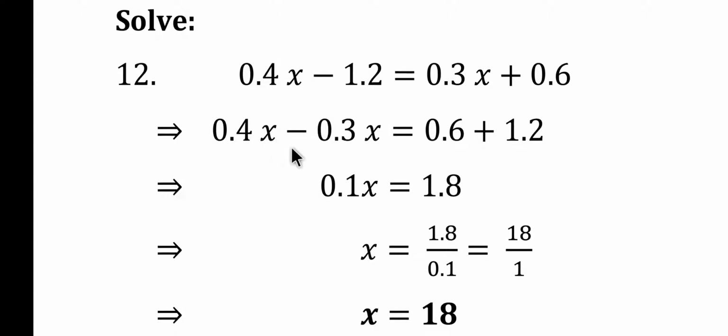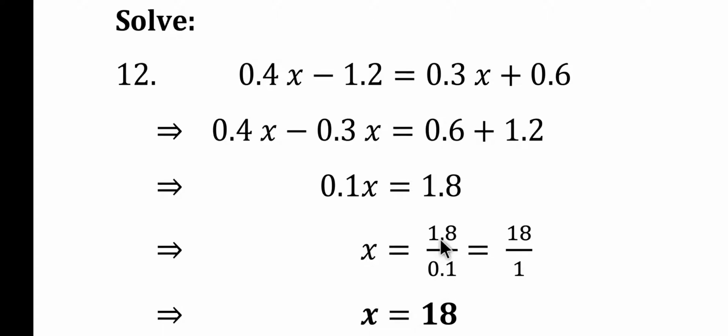Now here we simplify 0.4x minus 0.3x, which will result to 0.1x, which is equal to, out here in the right hand side, we can add 1.2 and 0.6, which gives us 1.8. So we get 0.1x equals 1.8. In the next step, we'll keep x in the left hand side and we'll take 0.1 in the right hand side as a denominator. So 1.8 by 0.1.